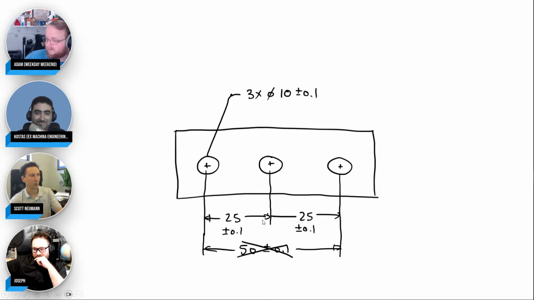Now, when you do it this way, you hold these 2 as plus or minus 0.1, and you hold these 2 as plus or minus 0.1. Well, wait a minute. What's the possible distance between the first and the third? Yep. There you go. Same thing. Dang it. Plus or minus 0.2.